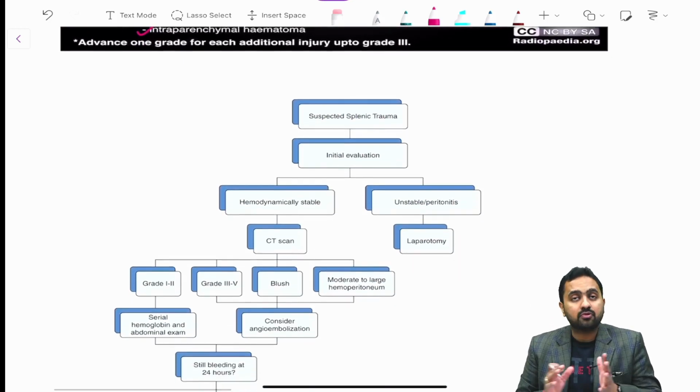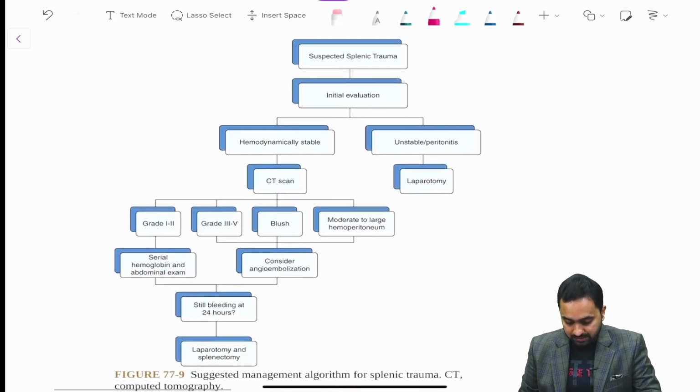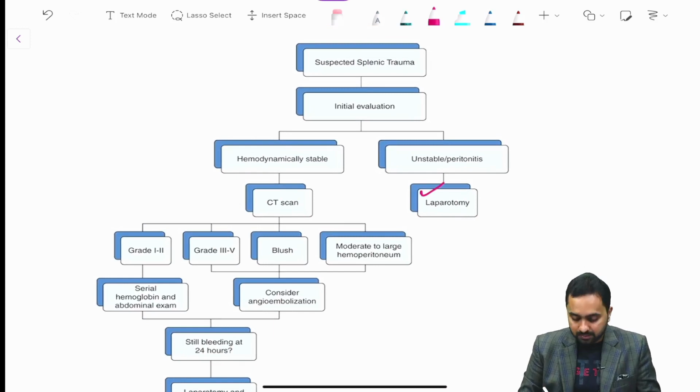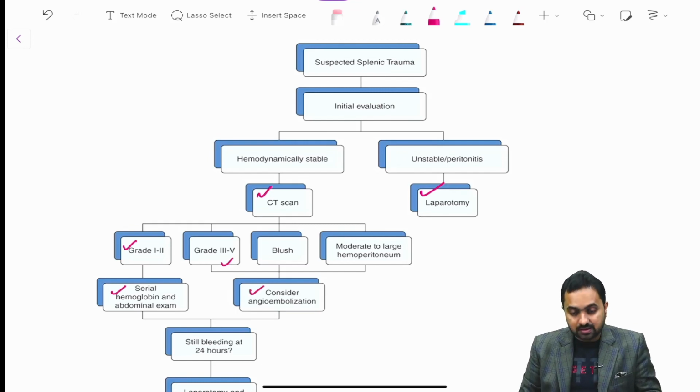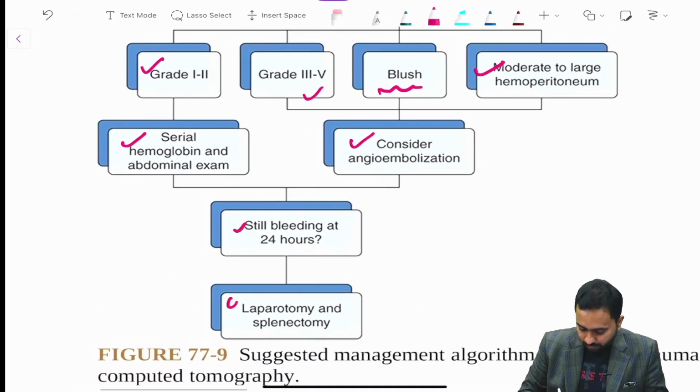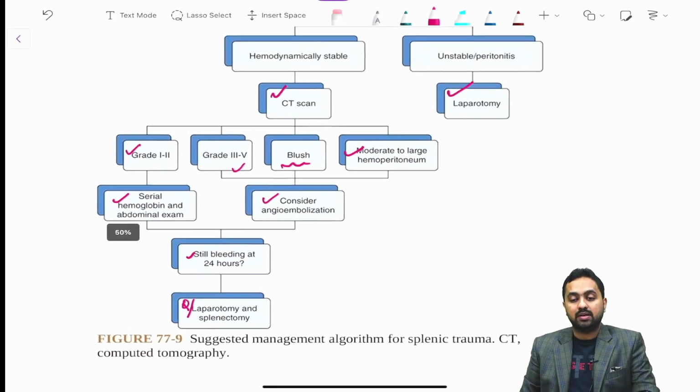Now, the algorithm for your splenic trauma would essentially be the same. So, if you have a suspected splenic trauma in initial evaluation in an unstable or peritonitis patient, you go for a laparotomy. Now, if it is hemodynamically stable, your choice would be a CT scan. Now, in a grade 1 and 2, you can do a serial hemoglobin and your abdominal examination. In grade 3 to 5, you can consider embolization, also in presence of a blush and a moderate to large hemoperitoneum. Now, if the patient still bleeds at 24 hours, then we go for your laparotomy and splenectomy, right.